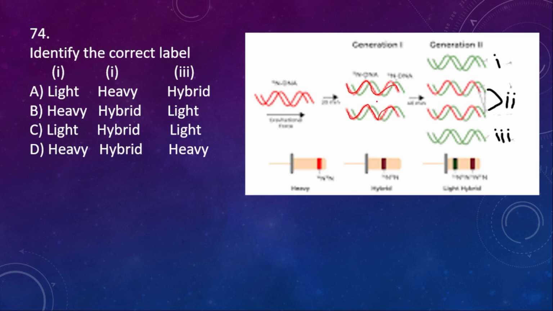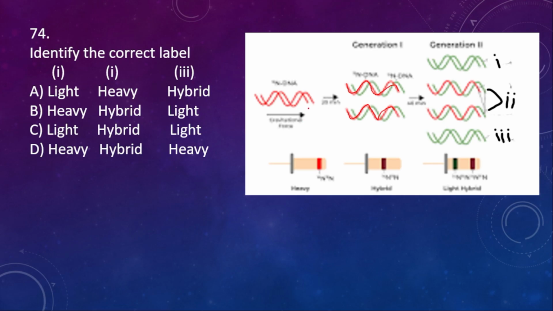Again, if we grow this E. coli in the next generation, what happens? There will be 4 strands for the parental DNA and the newly formed will be there. And when we centrifuge them, we will find a light band and then a hybrid band also. Why the light one? Because the newly formed will be light. 1 and 3 are light, and then 2 is what? Hybrid. We won't find heavy. We are not finding heavy.